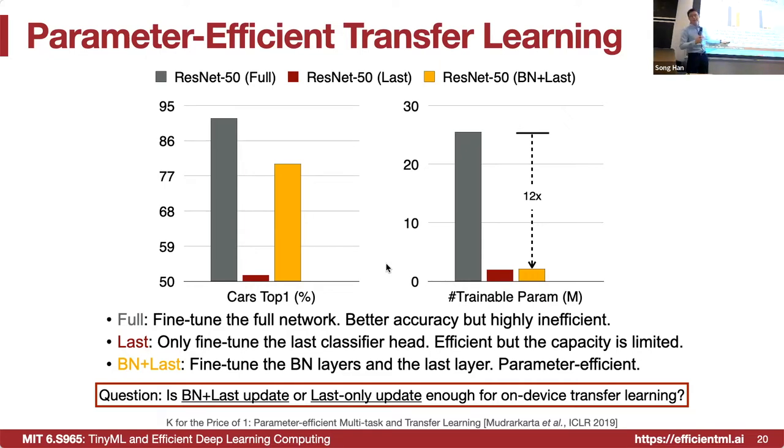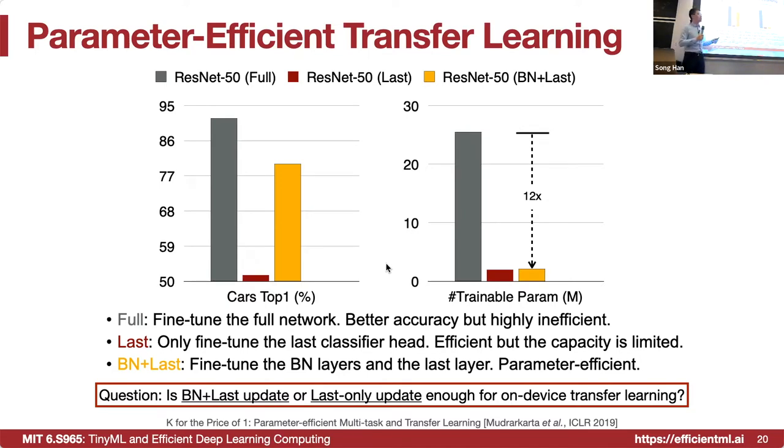So is this enough? It looks like we have pretty decent accuracy and a pretty huge saving in the number of parameters. Is that solving our on-device transfer learning problem? What is the limitation of reducing the number of trainable parameters? Exactly, it doesn't talk about the activation, right? Like we mentioned, the number of trainable parameters is not the real bottleneck, but the activations, which are the bottleneck for training.